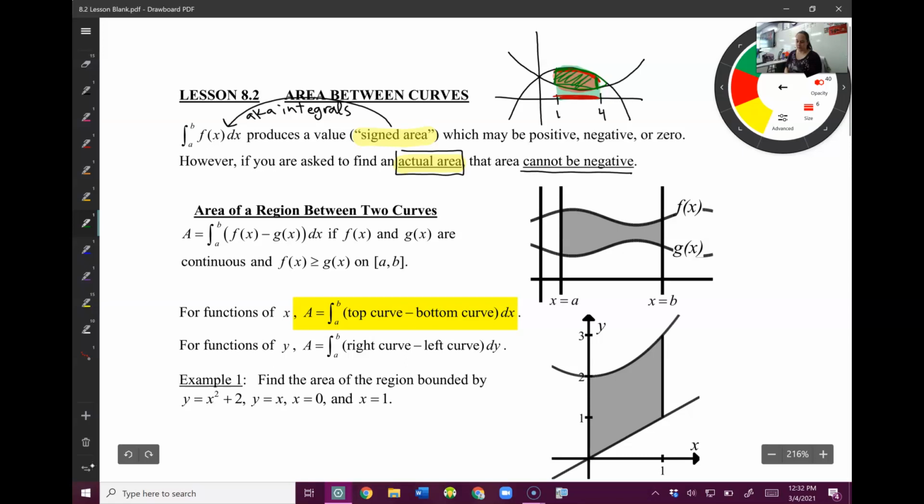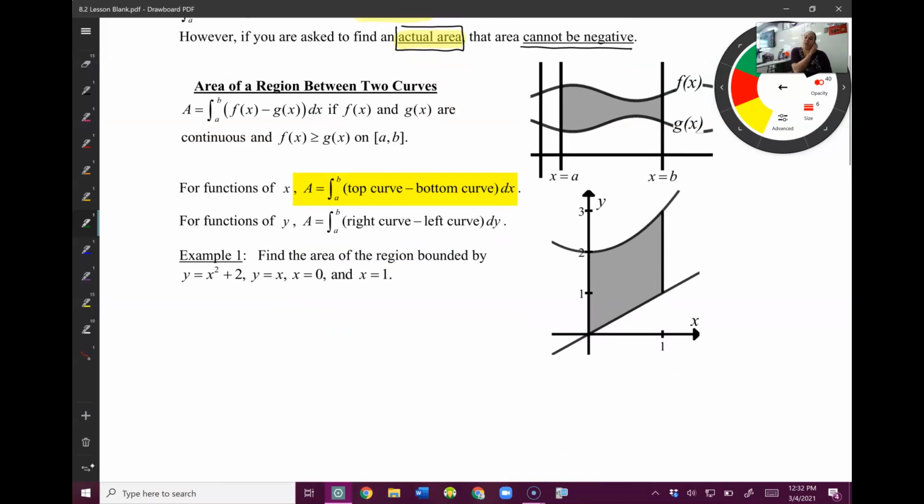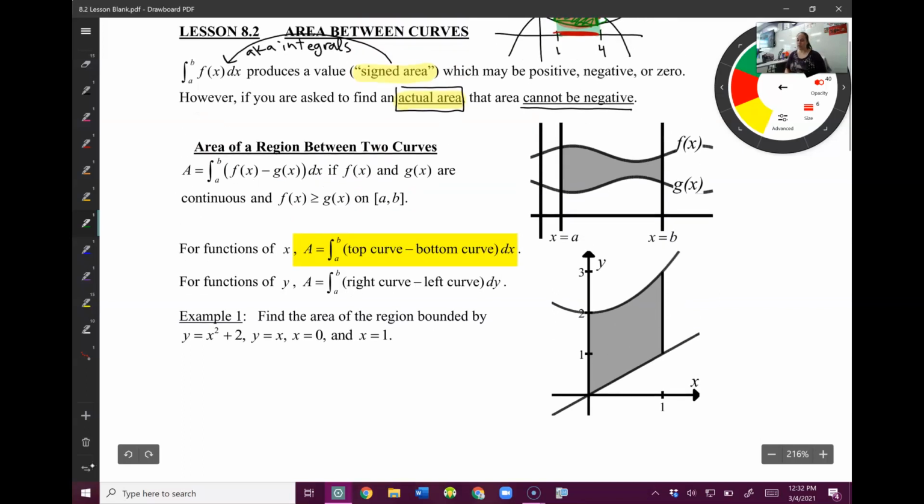So now we've got this area. That's the kind of stuff we're talking about right here. Now there's two different ways you could do this. The most common one is right here. You take your top curve and you subtract your bottom curve, and that will find the area between them. Pretty self-explanatory for that.